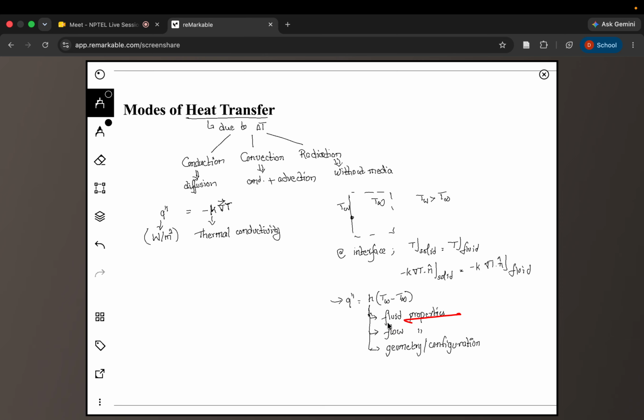So what is the difference between fluid properties and flow properties? Any example for fluid properties?